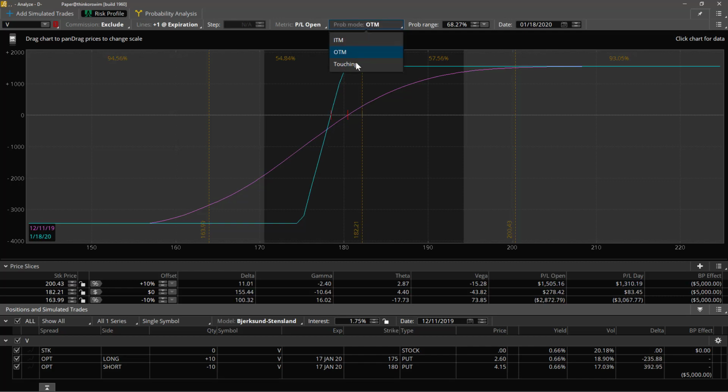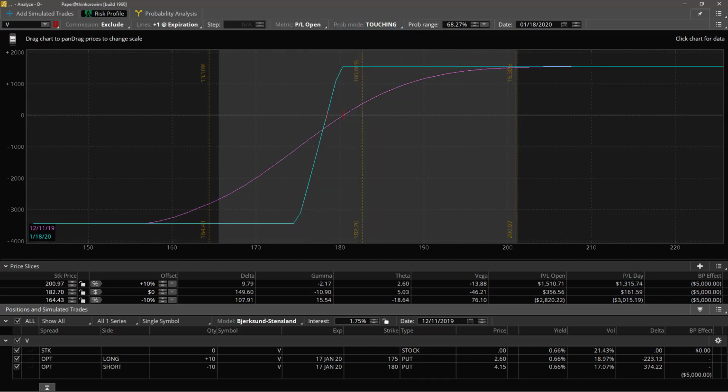A very interesting one is touching. Now, with the probability mode set to touching, the probability numbers on the screen realign to snug up right next to the slice that they're talking about. Instead of a range, they're talking about the actual price at that slice. What they're indicating is the probability that before this date, the price of the stock will touch the slice or become equal to or go through the value of the slice.